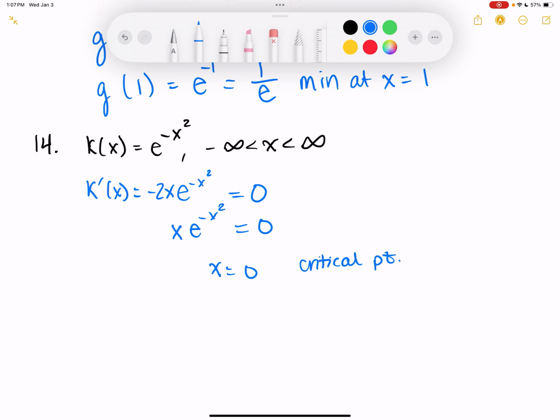There's no endpoints on this one because it just goes to infinity. An exponential function just goes on forever, but they could have capped it and said we're only going to look at this portion of it, and then we would have had endpoints, but they didn't give us any. So now, where am I plugging this? The original. So k of 0.